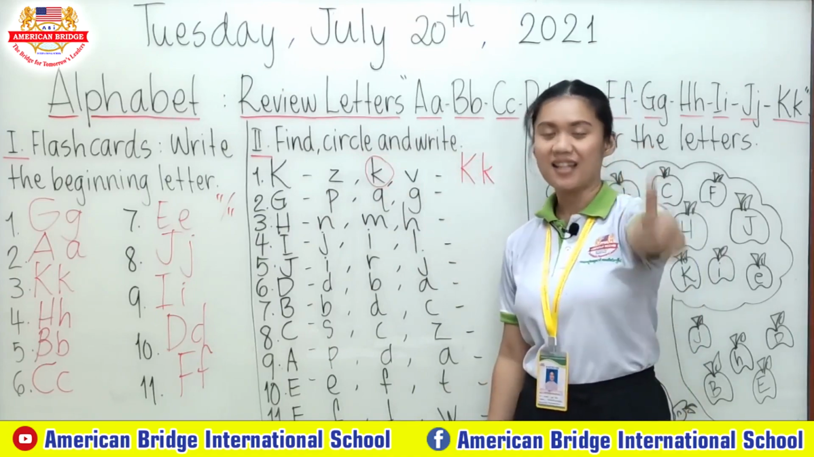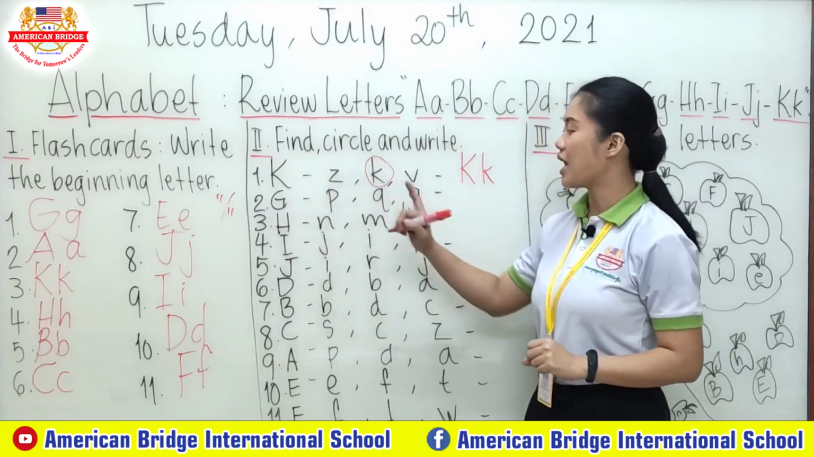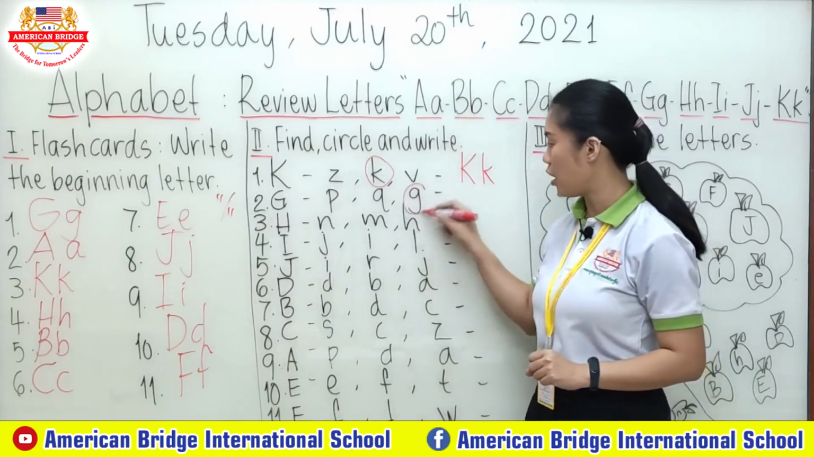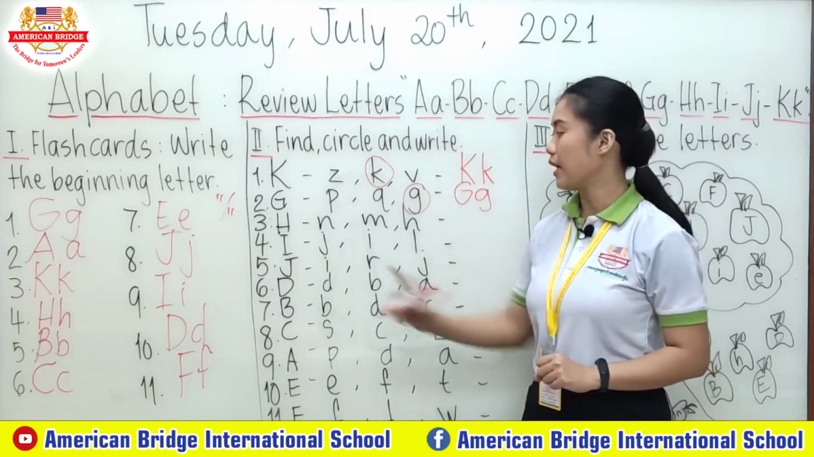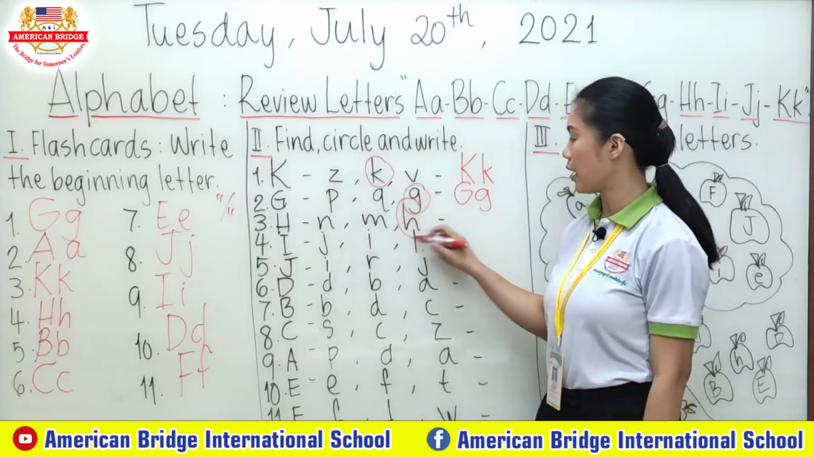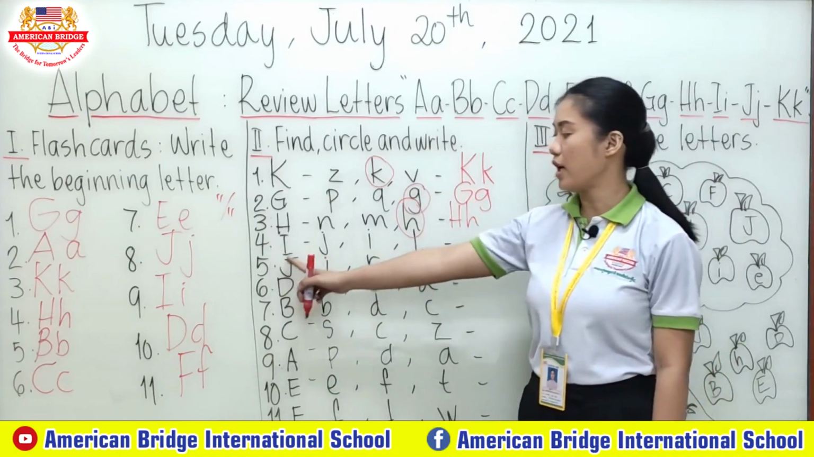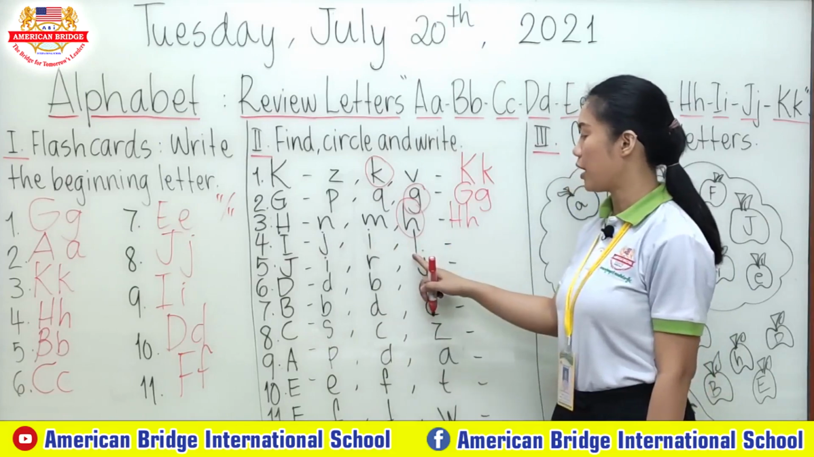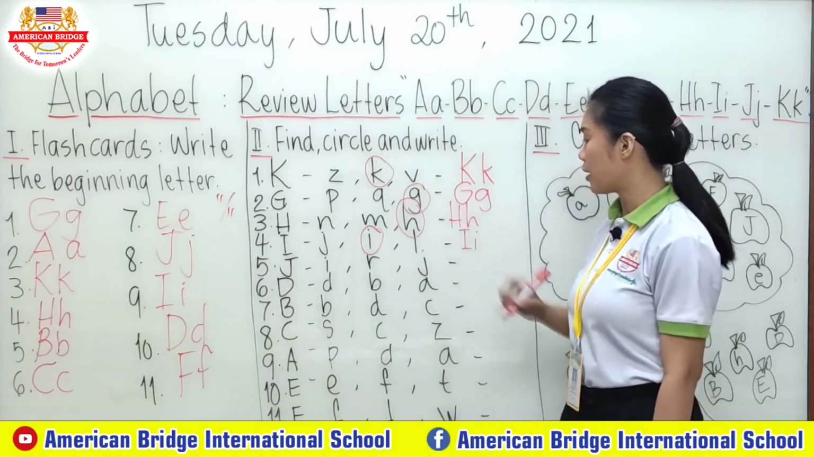Did you get it, everyone? Very good. Now let's continue. Number two is letter G. We have P, Q, and here is the small letter G. So let's circle and write the letter G in here. Next is letter H. So this is N, M, and this one is the correct answer. So let's write the letter H. Next, number four, letter I. Small letter J, small letter I, and small letter L. So this is the correct answer, everyone. And let's write the letter I.